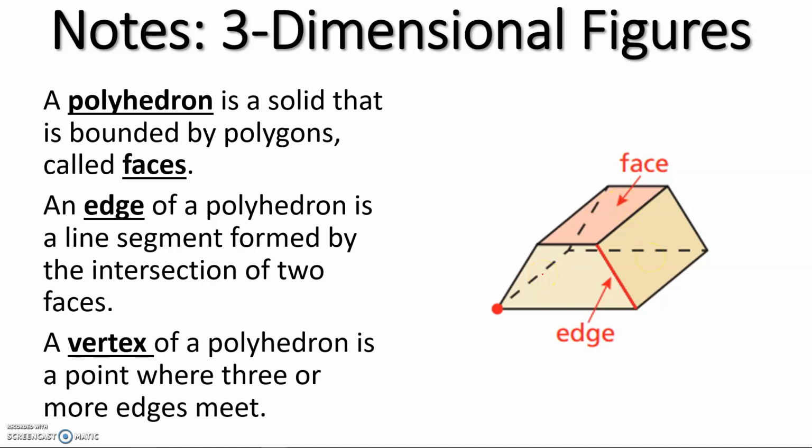And then we're going to say that a vertex of a polyhedron is a point where 3 or more edges meet, as in a corner. We see that there are 1, 2, 3, 4, 5, 6, 7, 8 vertices.